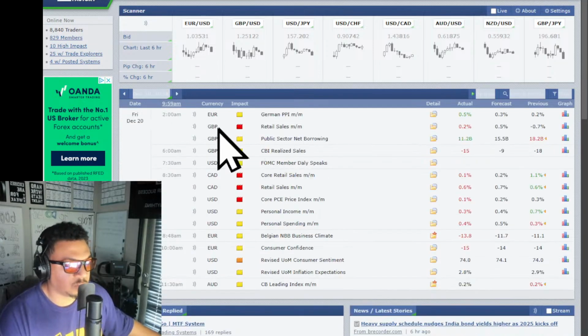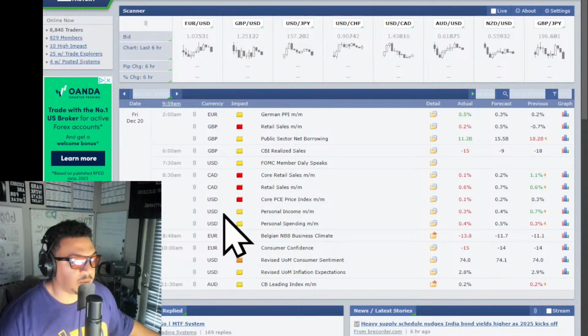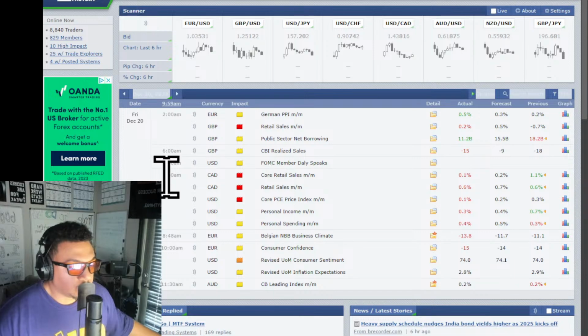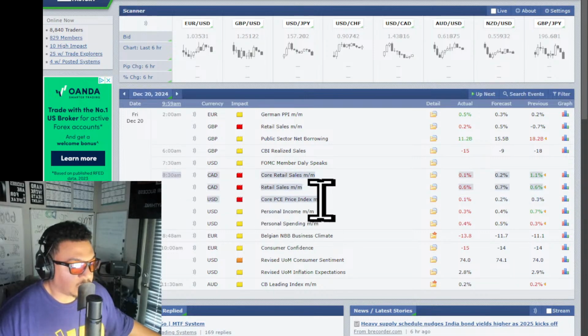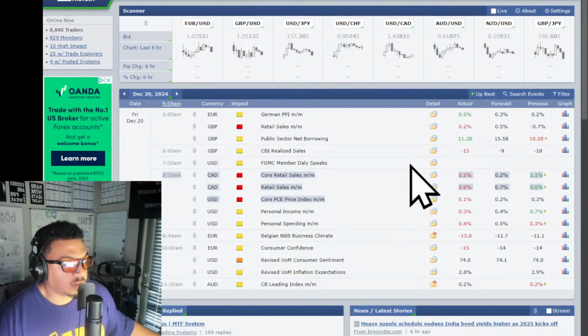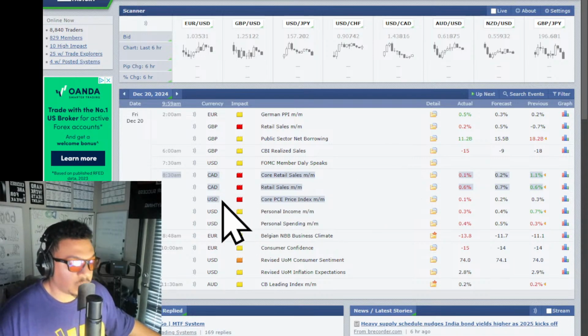I'm just scrolling back to show some red folders. Obviously, December didn't have as many, but here's one, for instance. Friday, December 20th, red folder news event at 8:30 for CAD and USD. So I specifically only trade NASDAQ, so that's a USD-based index, or instrument, I guess. If you're trading strictly USD, we're looking at red folder USD. CAD also could affect USD, so you want to consider that as well.